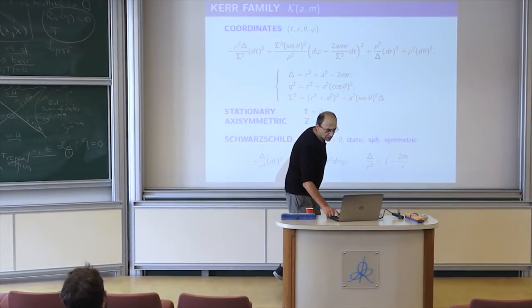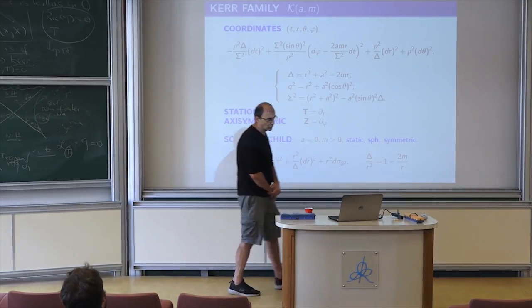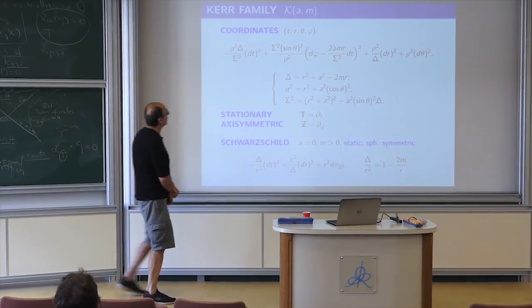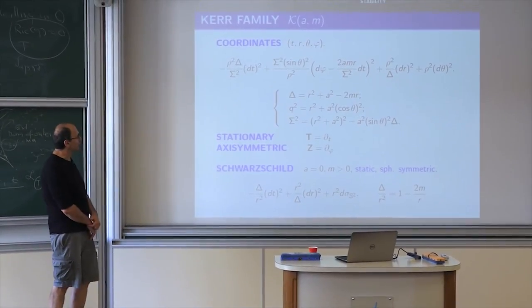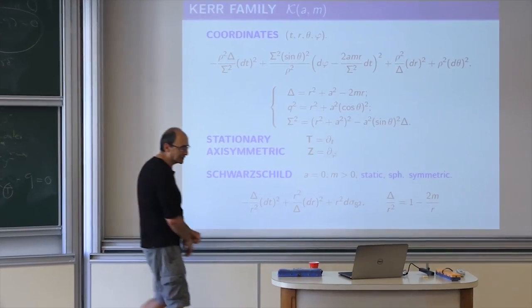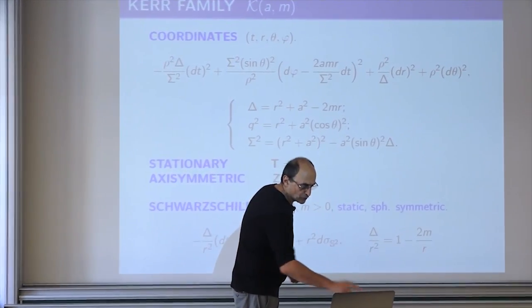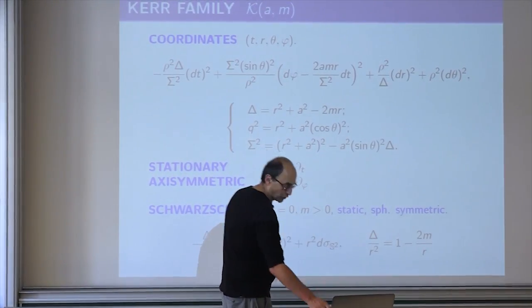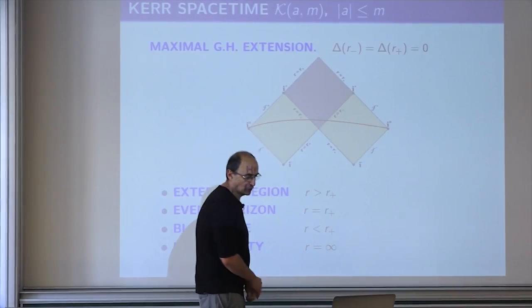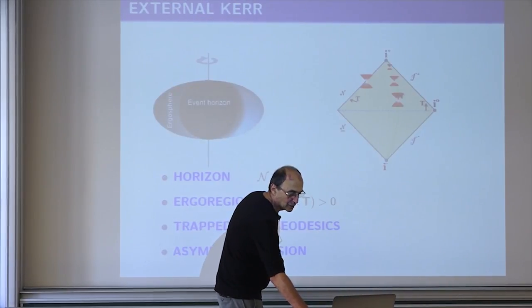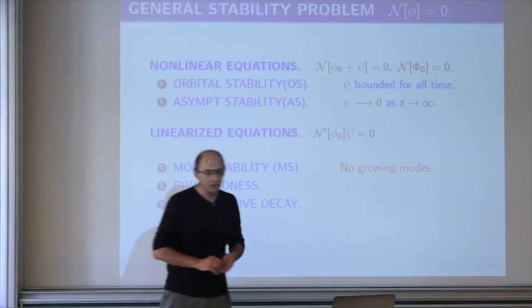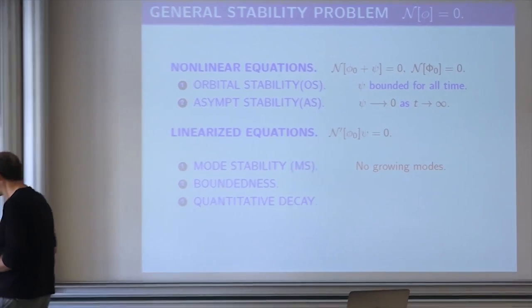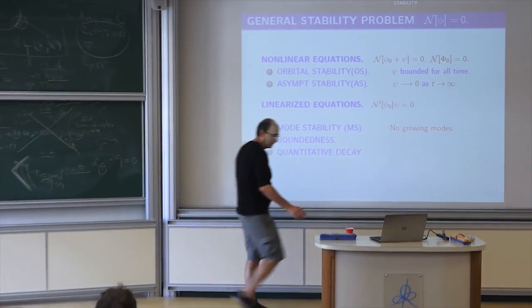So let me go to a more concrete discussion about the kinds of stabilities and instabilities that you see in linearized gravity. So first of all, here is a Kerr solution again. So this you have seen, so I'm not going to say much more.